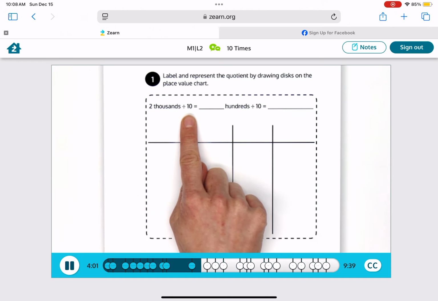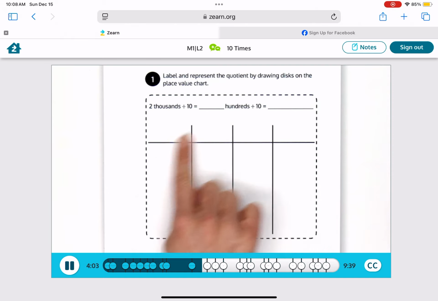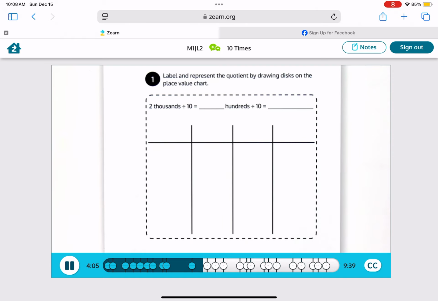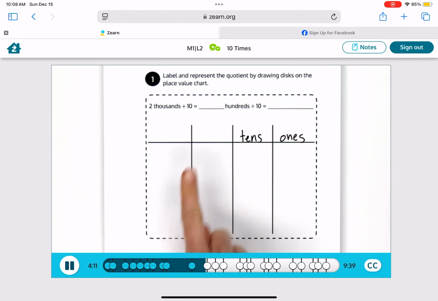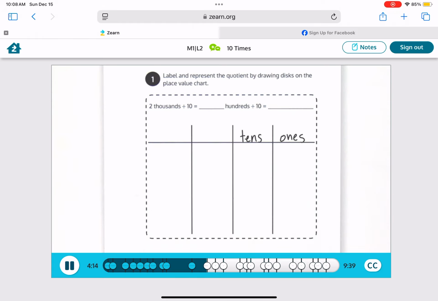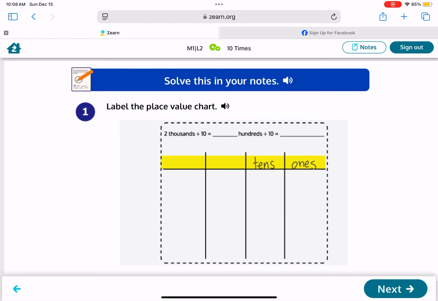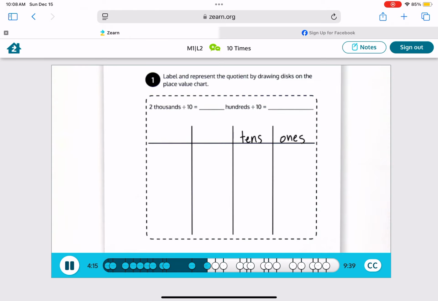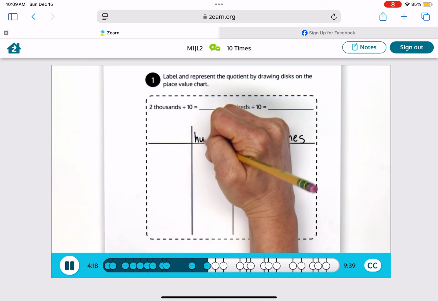2,000s divided by 10. We can represent this on our place value chart. Let's start by labeling the units. I'll write 1s here and 10s here. Keep going. Label the rest of the place value chart. I'll label the place value chart like this.